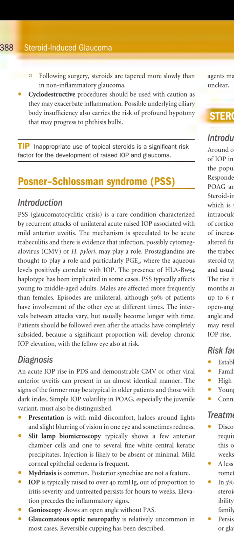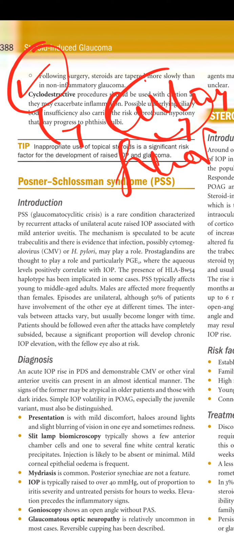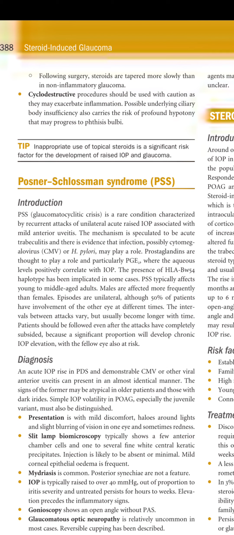Possible underlying ciliary body insufficiency also carries the risk of profound hypotony that may progress to phthisis bulbi. So, in this case, cyclodestruction is particularly not so effective. Why? Because the patient has a tendency to go into ciliary body shutdown. So, if you further do the ciliary body ablation, there can be the risk of phthisis bulbi. Tip: inappropriate use of topical steroid is a significant risk factor for the development of raised IOP and glaucoma.